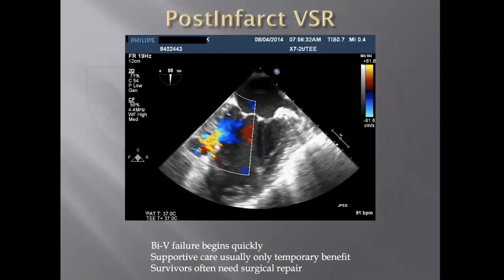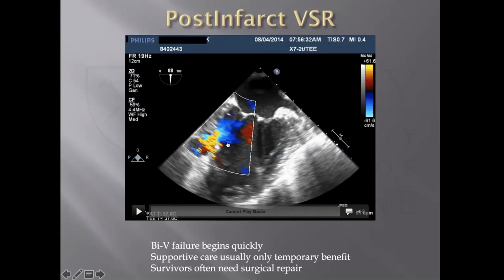This was a patient that, there's a huge defect here, as you can see through color flow. Biventricular failure here began very quickly.